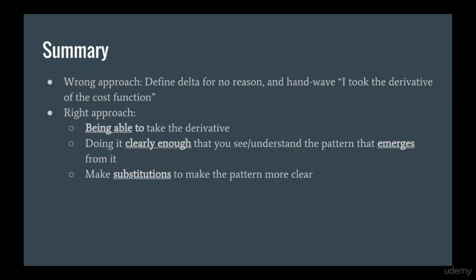So to summarize this, the wrong approach is to just define the delta for no reason, and just know in the back of your head that you took the derivative of the cost function. The right approach is actually being able to take the derivative of the cost function, doing it clearly enough so that you see and understand the pattern that emerges from it, and then make substitutions to make the pattern more clear.